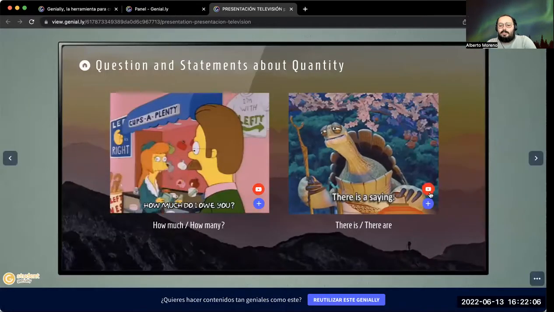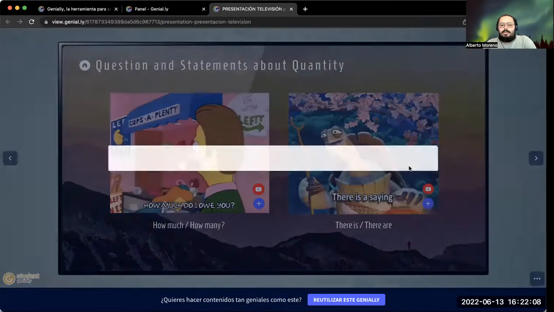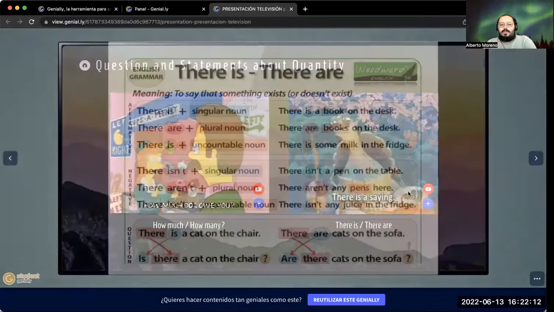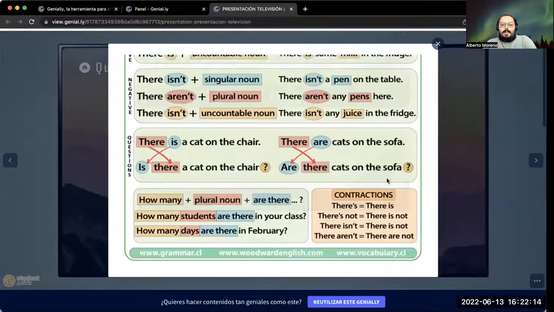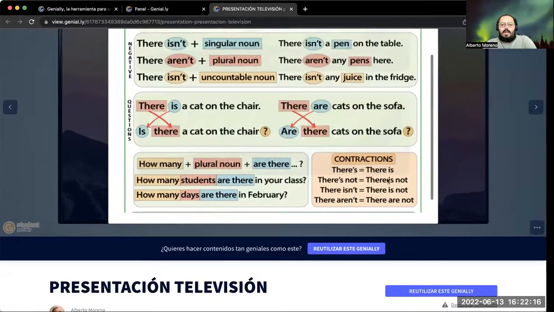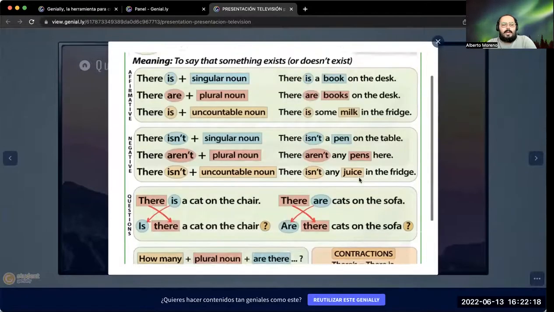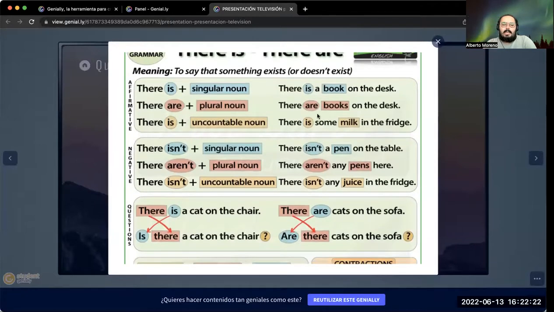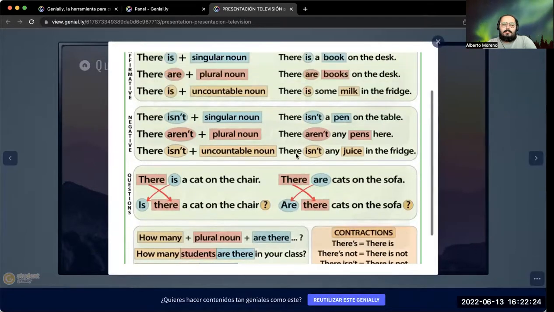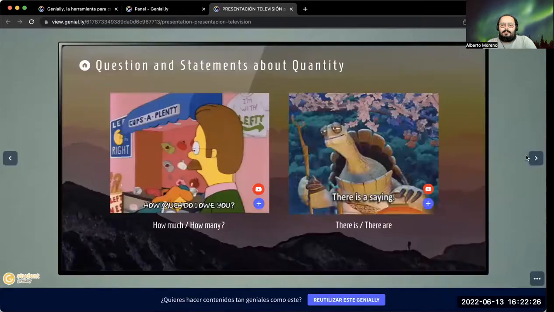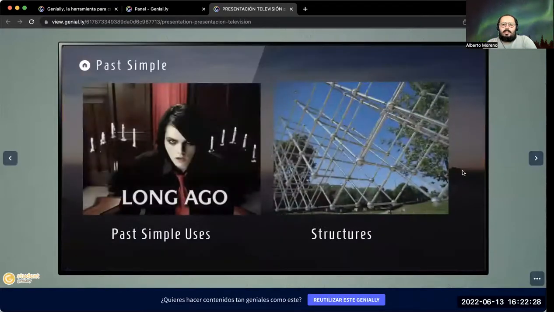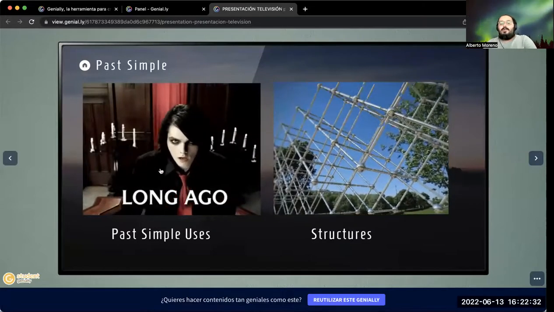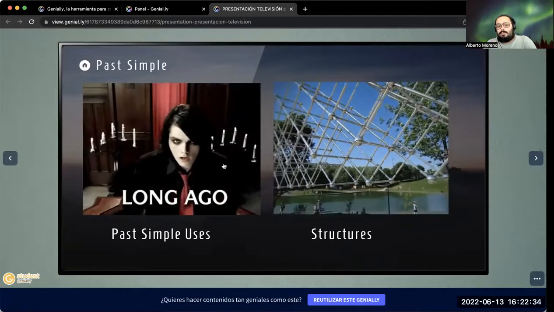¿Ok? ¿Dudas, preguntas hasta aquí, chicos? ¿No? Aquí tenemos una imagen que nos representa, de manera más sencilla, las estructuras. Y bueno, sería todo. Vamos a continuar con el pasado simple. Vamos a ver primero los usos del pasado simple y luego sus estructuras.